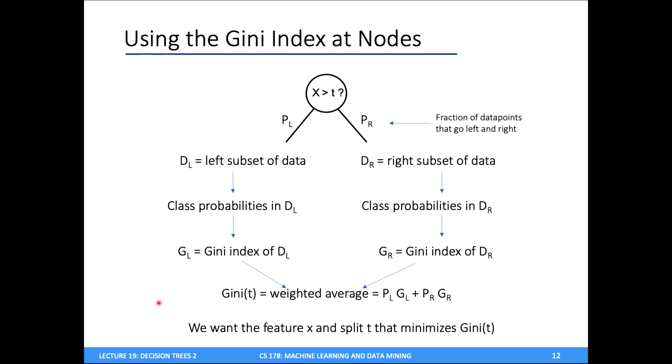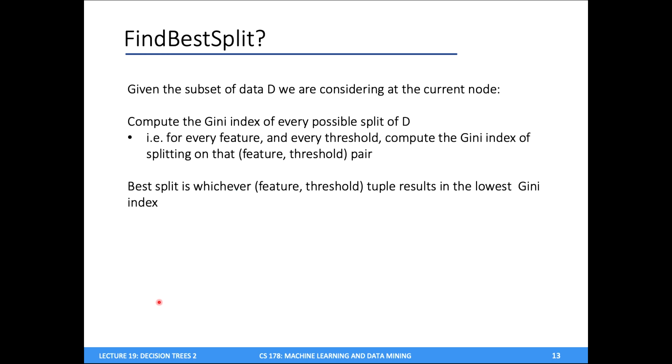So in other words, given a subset of data D that we're considering at a current node in our tree, we compute the Gini index of every possible split of this data set D. So we look at every feature in our data set and every possible threshold of this feature, compute the corresponding Gini index for this feature-threshold tuple, and the best split that we can do at this current node is whichever feature and threshold tuple resulted in the lowest Gini index.